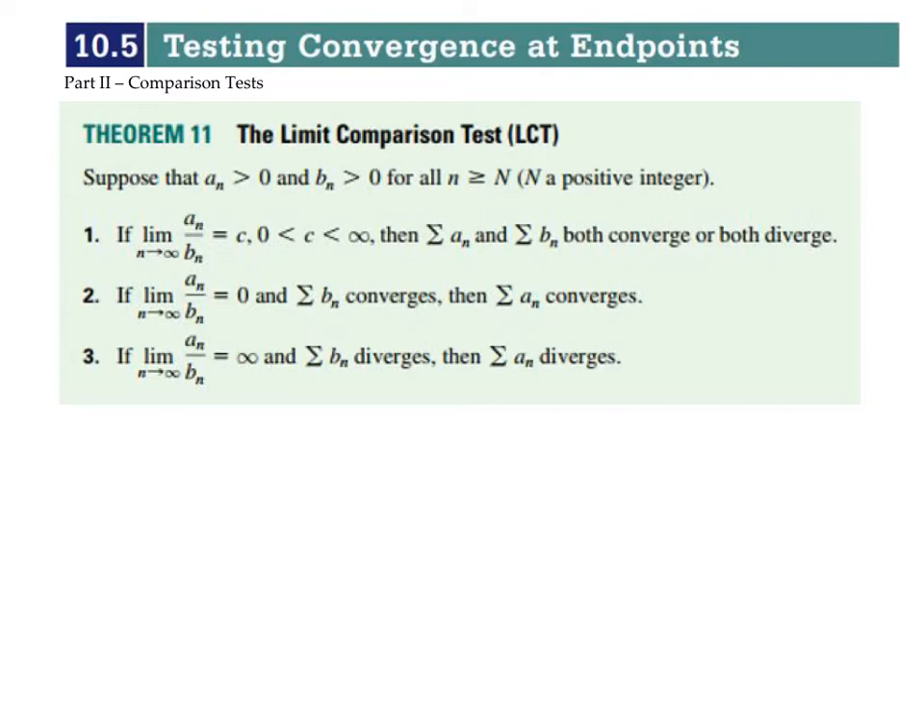If the limit's 0 and the denominator sequence converges, the top obviously has to be smaller, so the top converges. Similarly, if the limit of an over bn is infinite and the bottom diverges, then the top has to be larger, so it has to diverge. Now, to be honest, most of the time we use the first case of this, that if the limit is some fixed positive real number, they either both converge or both diverge. So let's take a look at some examples of this.